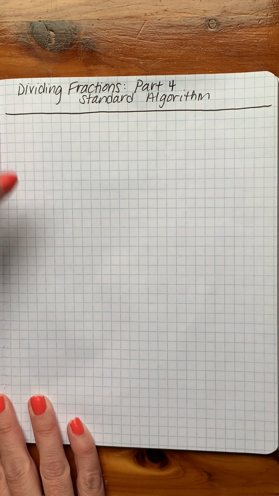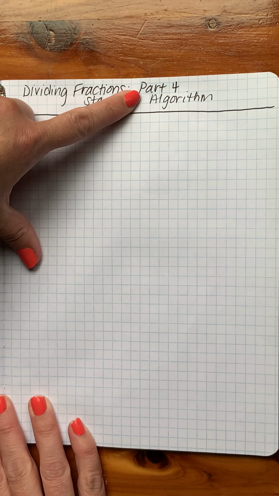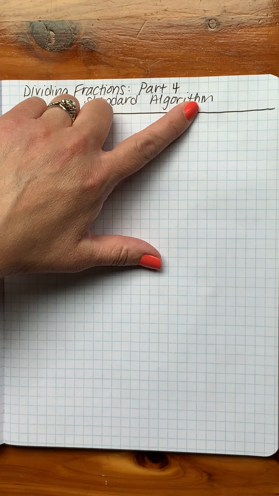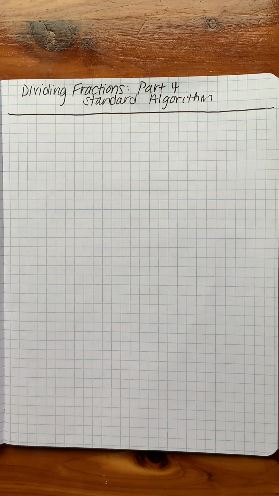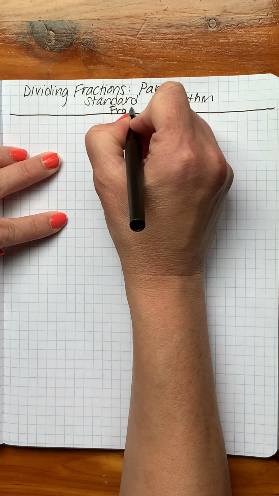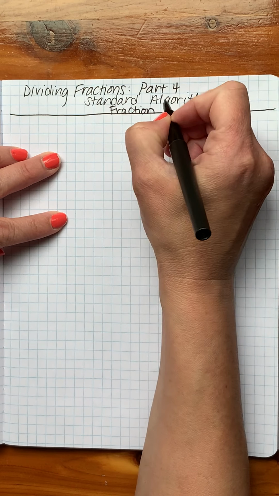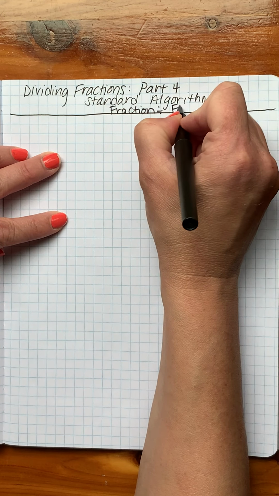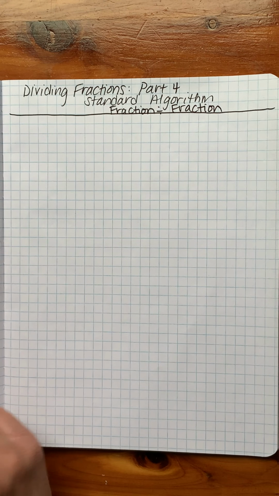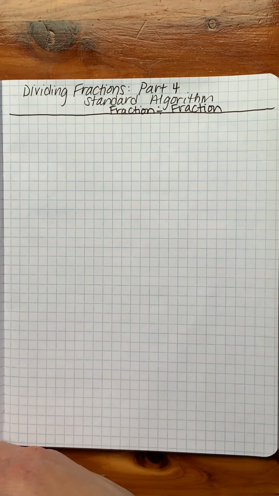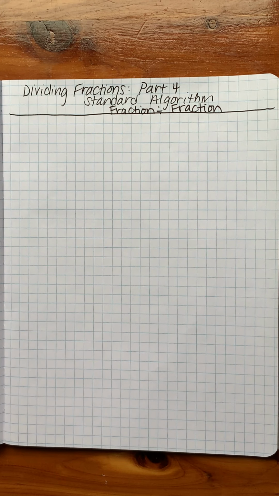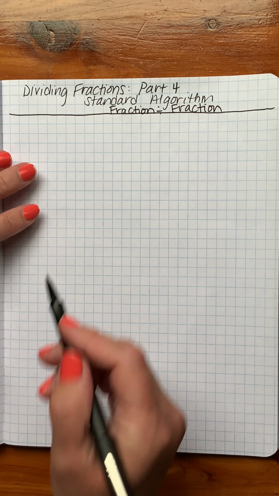Okay, so now I'm going to do dividing fractions part 4. So you should have a 4th page. This is the standard algorithm for dividing a fraction by a fraction. So I showed you the brownie pan method just previously. Now I'm going to just show you the standard algorithm. This is pretty easy.